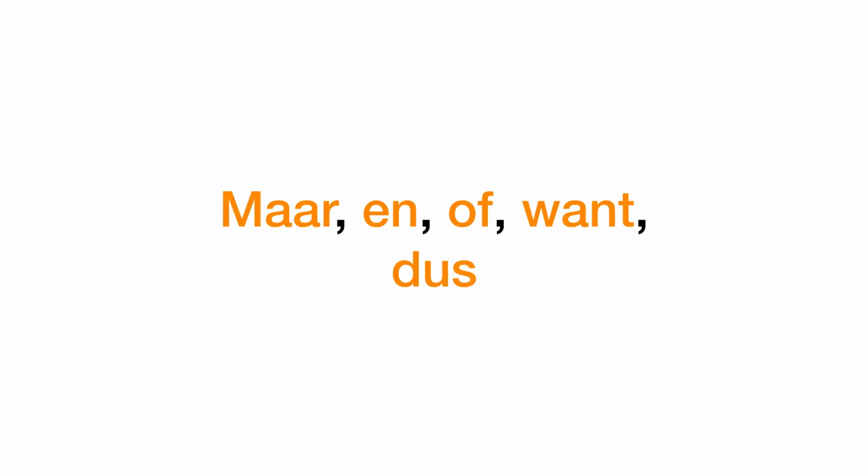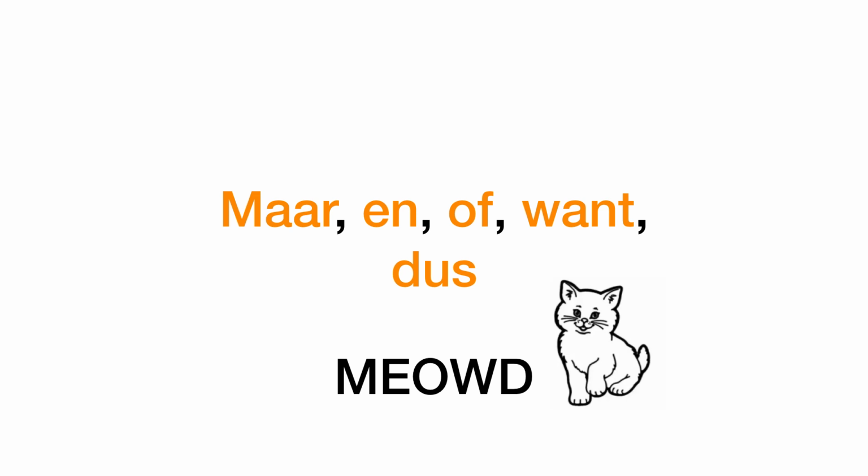In short, the conjunctions maar, en, of, want, and dus can be used with the regular word order. Some people like to call these conjunctions miauwt, which is maar, en, of, want, and dus. It's a way to remember them. These 5 conjunctions form a very nice steady basis for your everyday speech. You'll soon feel comfortable using them.